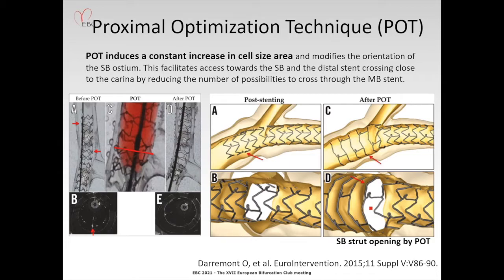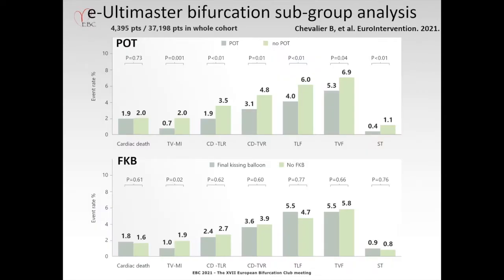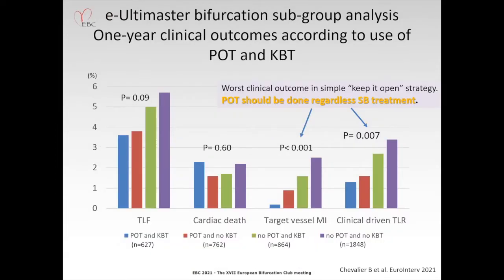POT can induce a constant increase in cell size area of side branch ostium. In the e-Ultimaster bifurcation subgroup analysis, POT reduced clinical events consistently compared to no POT, while final kissing balloon did not show significant reduction of the events. Either use of POT or KBT reduced the clinical event. POT plus KBT showed the best clinical outcome, while the simple keep it open strategy showed the worst clinical outcome. This analysis suggests that POT should be done regardless of side branch treatment.